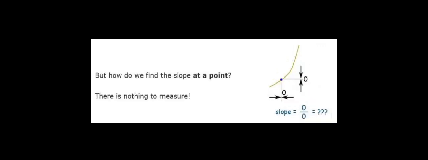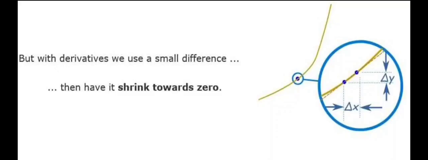Easy, right? But how do we find the slope at a point? Well, there's nothing to measure because we only have 1 point there. So the slope must be equal to 0 over 0. Well, what's the point of measuring with that? However, derivatives is something different. Then we can have it shrink towards 0. As you can see in the figure above, we have the 0 point.